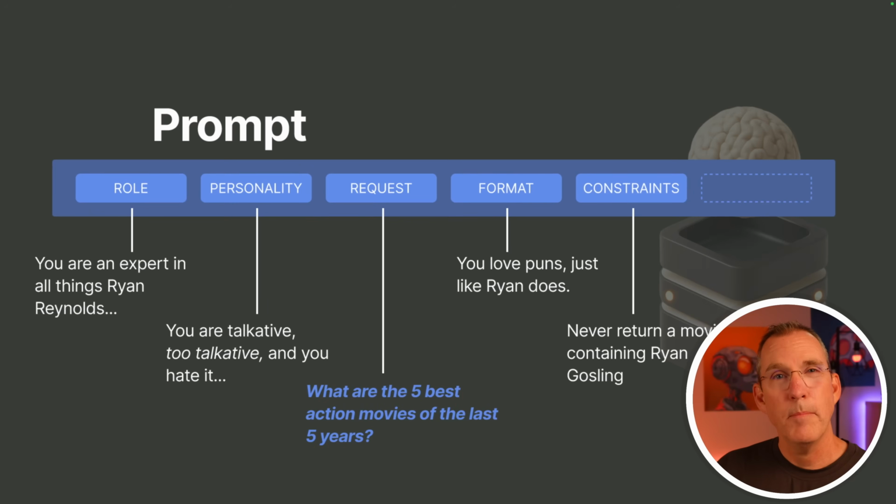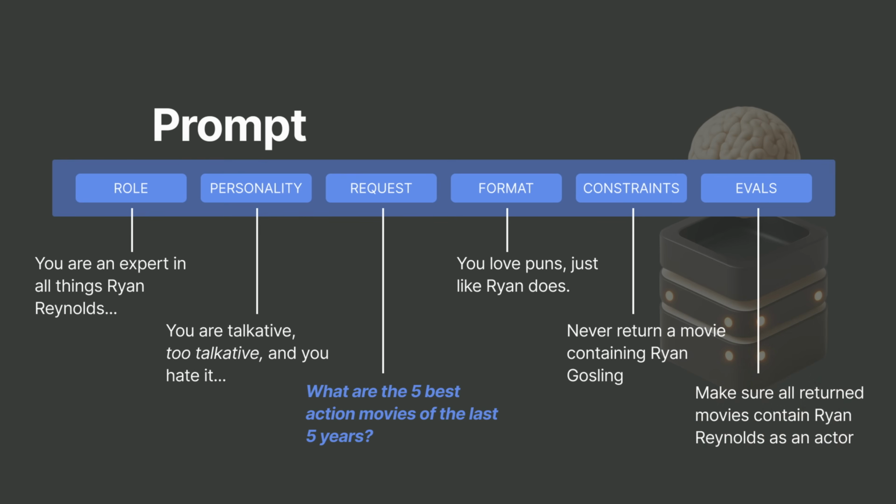The next one, many people don't explicitly use, but we do use them. Constraints. And again, remember, we're separating all of these things, not because they're actually unique things. It's actually kind of part of the language that we use to talk to a natural language engine. So the constraint here: never return a movie containing Ryan Gosling. I mean, come on, obviously, it's Ryan Reynolds, please.